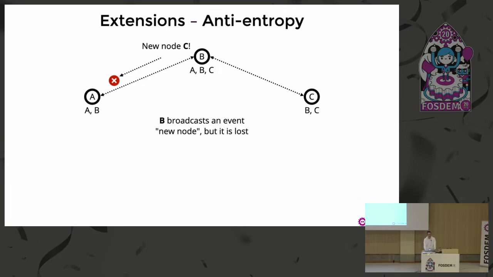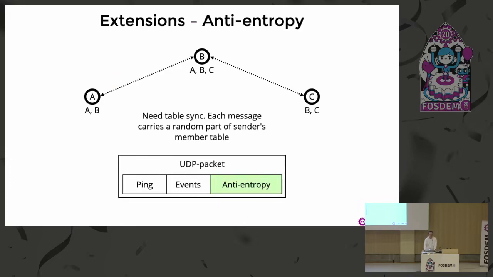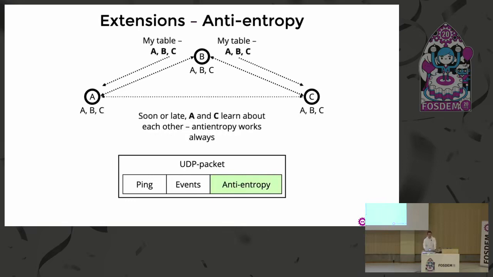But this is UDP, so this message can be lost. And since events have limited lifetime, it just won't be sent ever again in classical SWIM, and A and C will never see each other. This is solved by anti-entropy component. It's a third component of SWIM, also independent from other components, and it's very simple. We just take random subset of sender's member table, and this allows to synchronize things which weren't disseminated by dissemination component. Here, B will always send this anti-entropy section where it will contain A and C, and so A and C will learn about each other eventually.